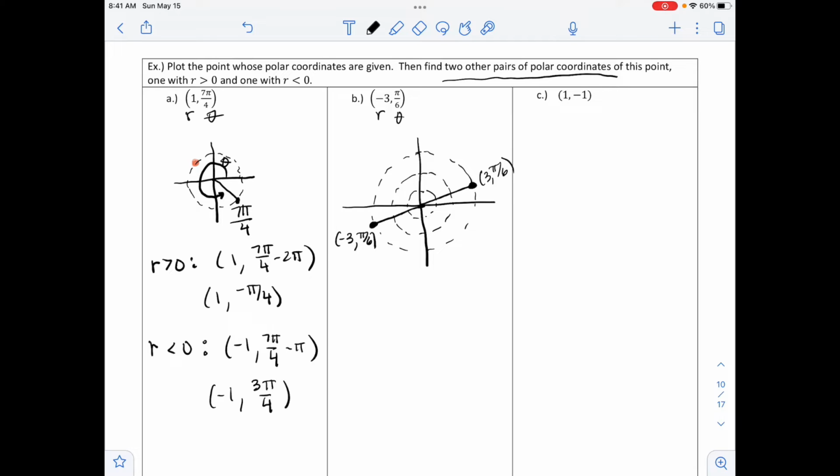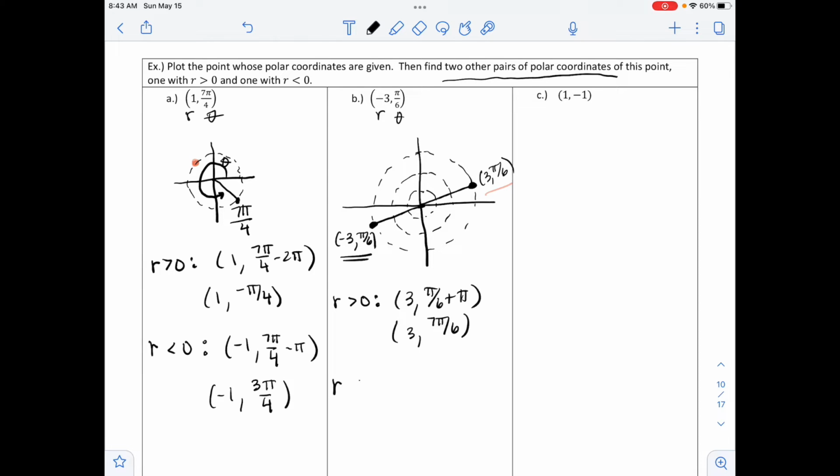Again, we need to figure out the radius being greater than 0. If the radius was greater than 0, we would have a positive 3. And again, I need to end up at that final spot, which is (−3, π/6). To do that, if I had the positive angle, which is plotted over here on the right, you would have to add π to your original angle. So we have π over 6 plus π, and we would get (3, 7π/6).